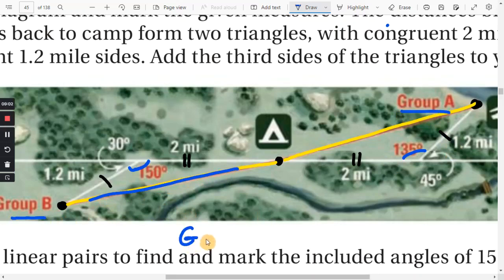So the one that's farther away is basically Group B. And that's because 150 degrees is greater than 135 degrees.